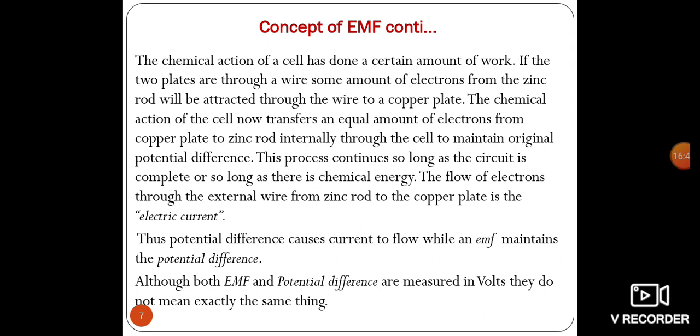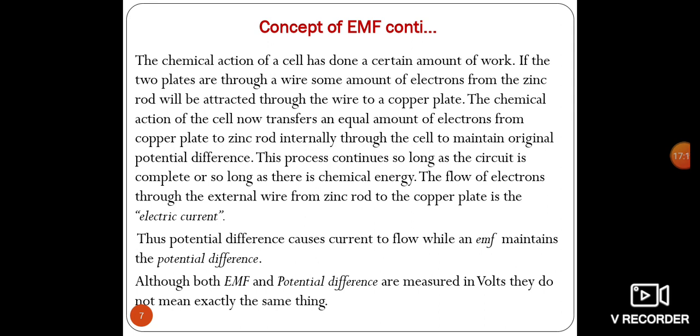The flow of electrons in the external wire from the zinc rod to the copper plate is called electric current. So whenever the current flows from the zinc cathode to the anode through the copper wire, that is called electric current. So what is electric current? The rate of flow of electrons is called electric current.